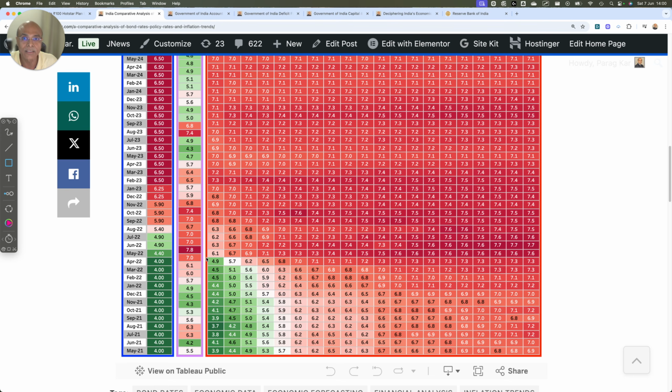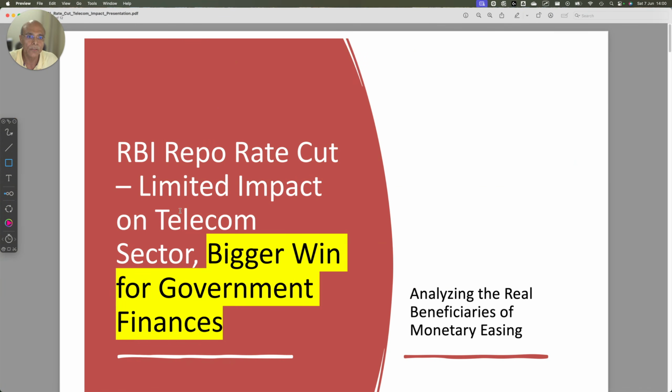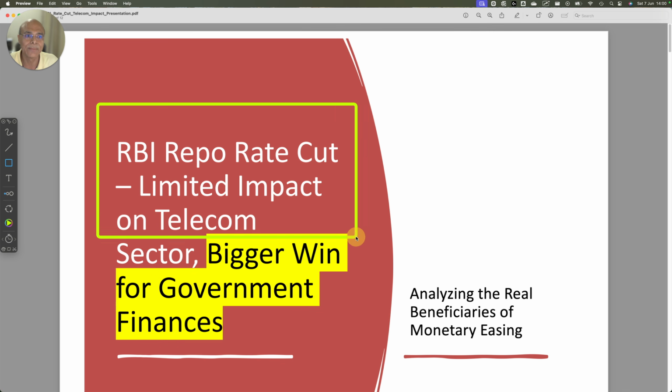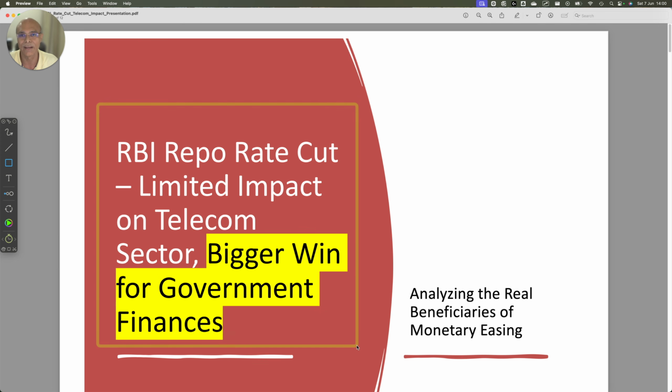So let's go now straight to my presentation. The presentation is titled: RBI repo rate cut, limited impact on telecom, bigger win for government finance. This is the title, and you can say it is basically the summary of my presentation. There won't be much impact.